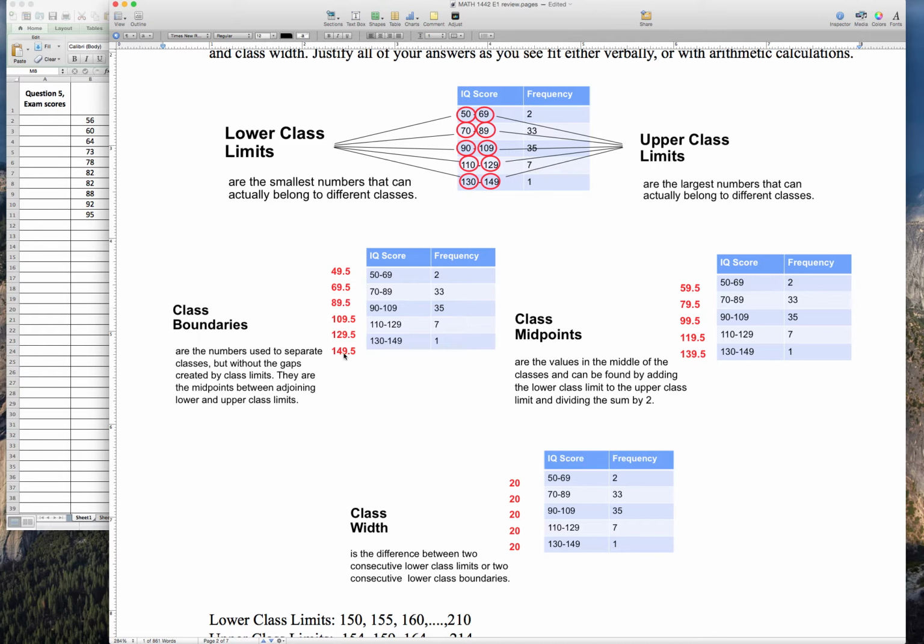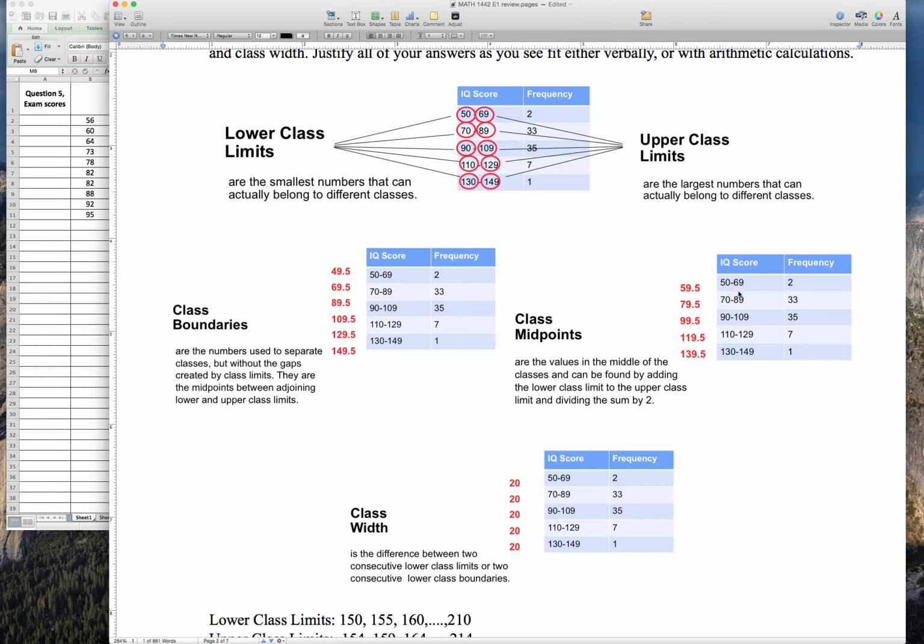Don't forget this last boundary, which is actually larger than the highest value, the highest upper class limit for the largest class. And similarly, don't forget this lowest class boundary. It's just below the lowest value in the first class. And we find that by just continuing the pattern of plus or minus 20 from any one value.